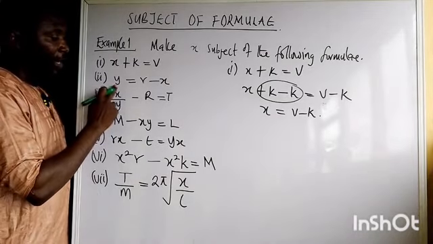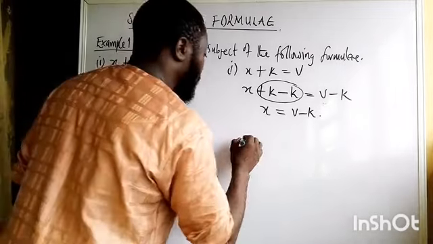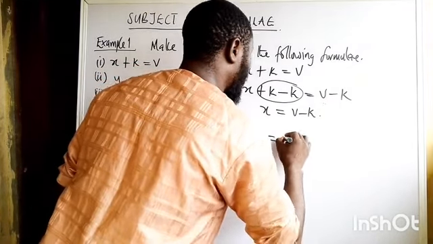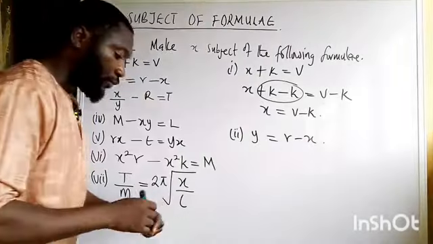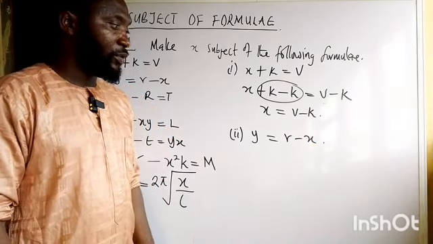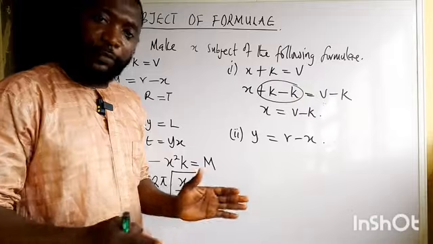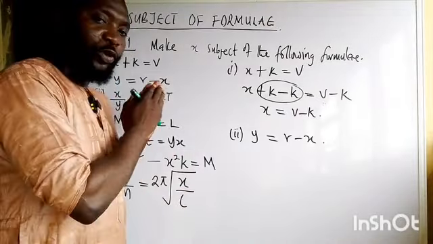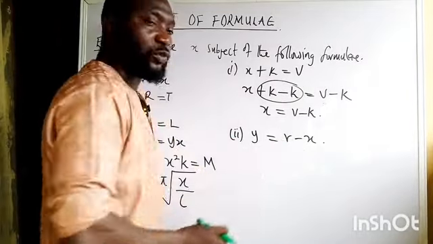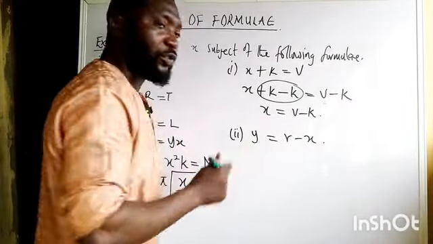We have Y equals R minus X. Number 2, Y equals what? R minus X. We want to make X subject, and you know the rules. You make sure you take anything that is attached or very close to X and move it to one side so that X will be on the other side. Now, this R is added to negative X. Our X here is negative, and R is added to it.